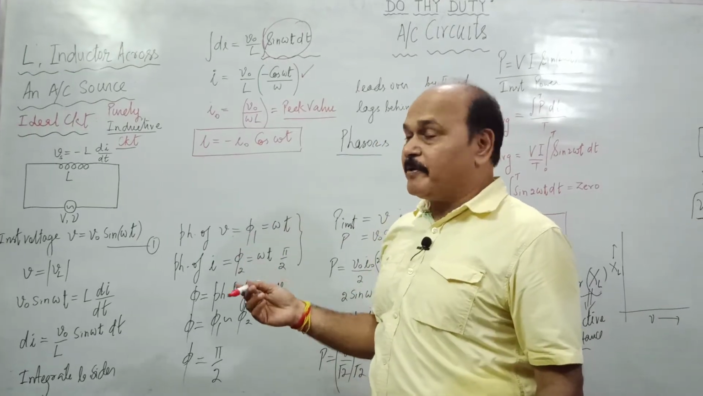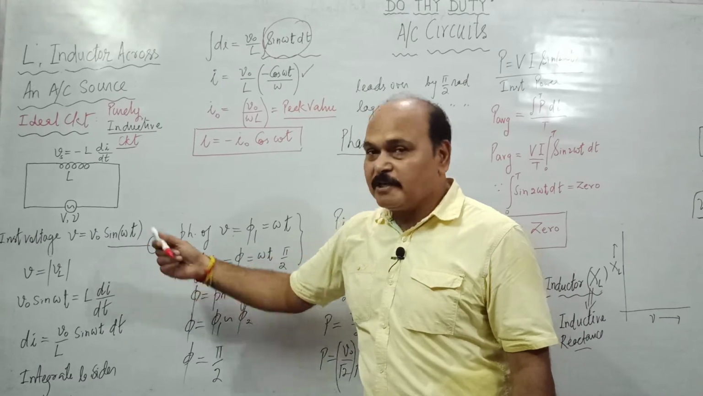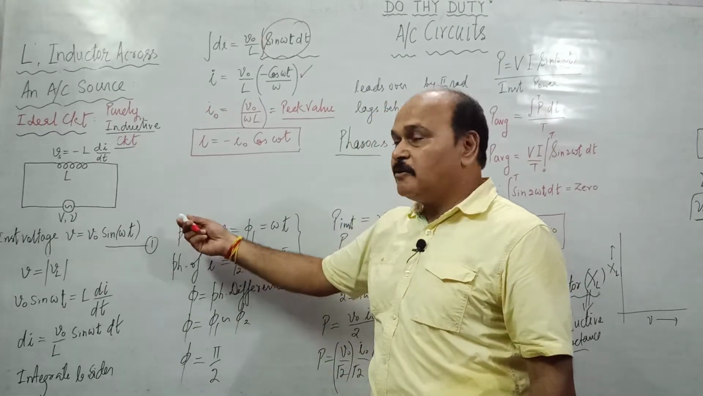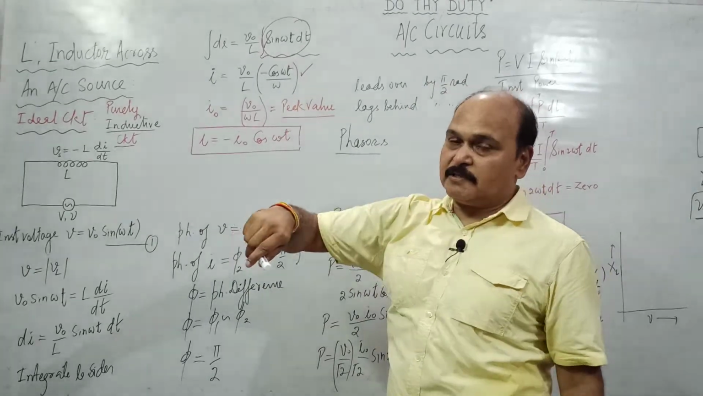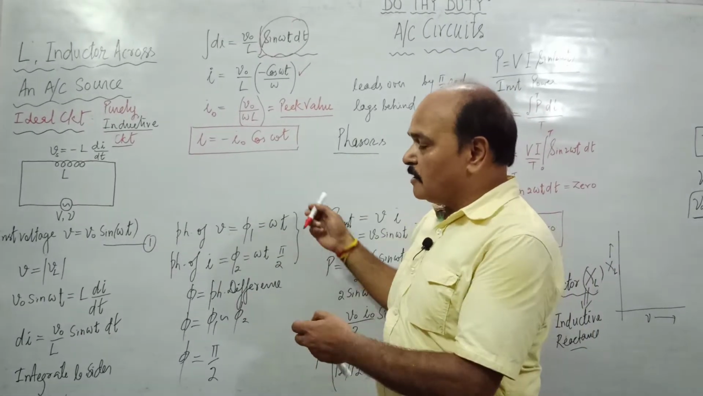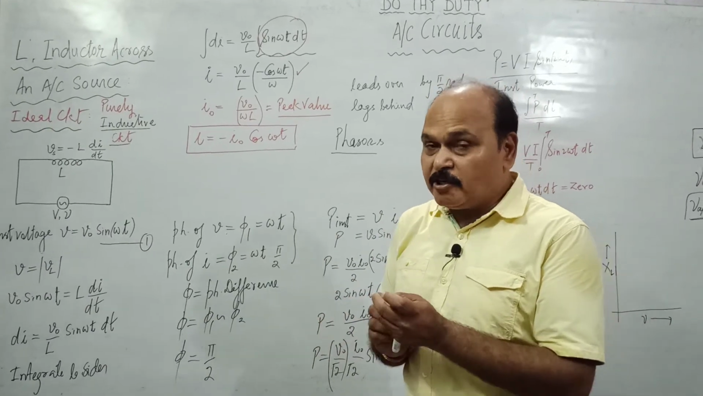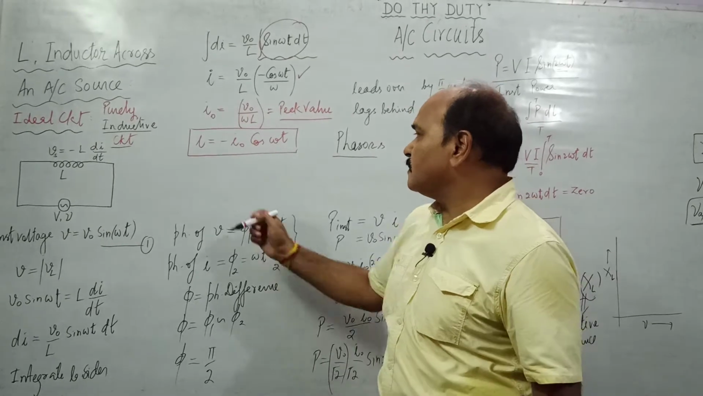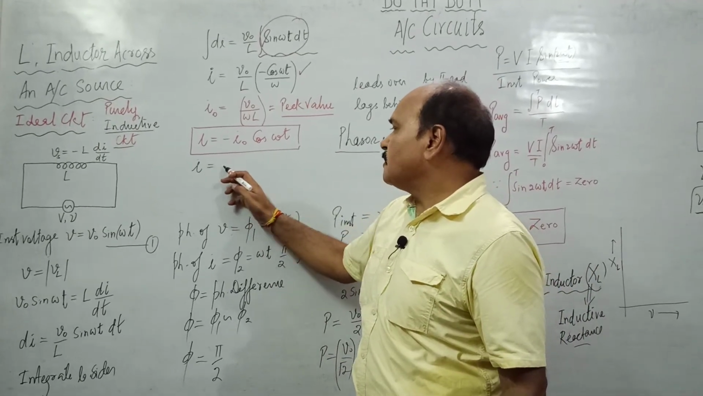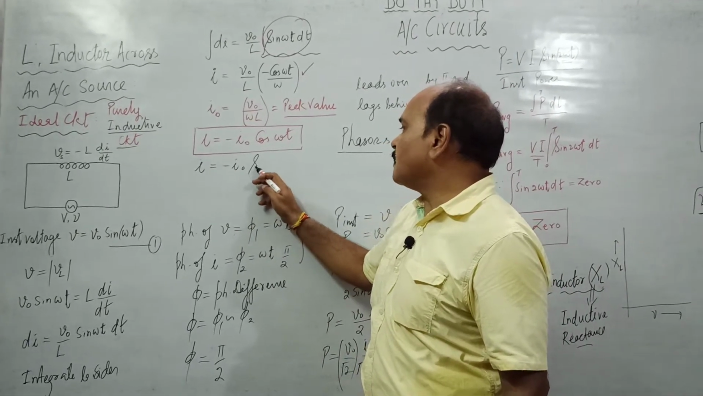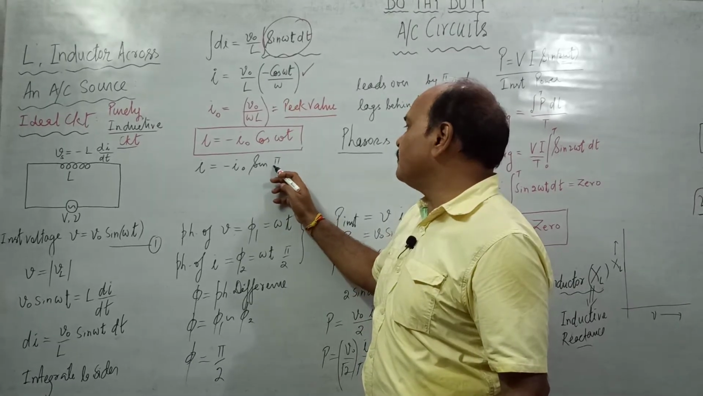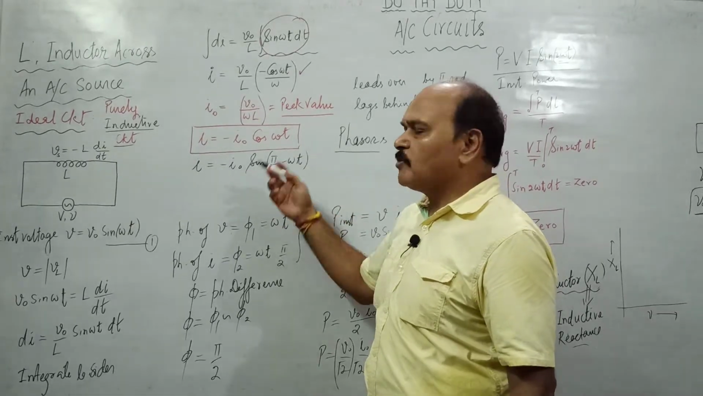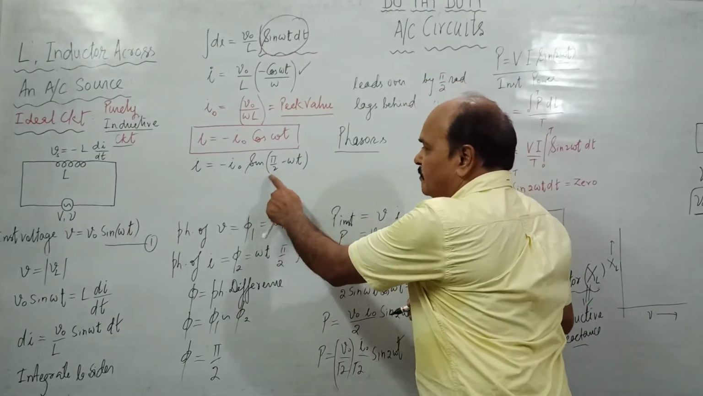And we want to compare the phase of this current with this voltage. For that, we have to either convert this into a cosine function, or we have to convert this into a sine function. Unless both current and voltage are in the same trigonometrical function, we cannot compare their phases. So let us write it as, this I can be written as minus I naught sine of 90 minus theta. What is sine of 90 minus theta? Sine of 90 minus theta is cos theta.